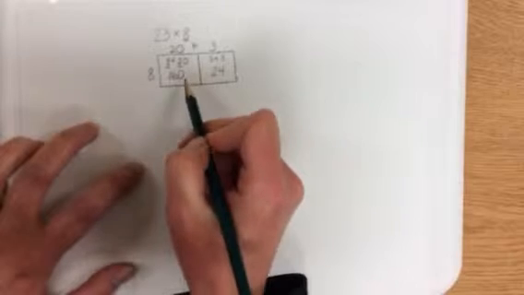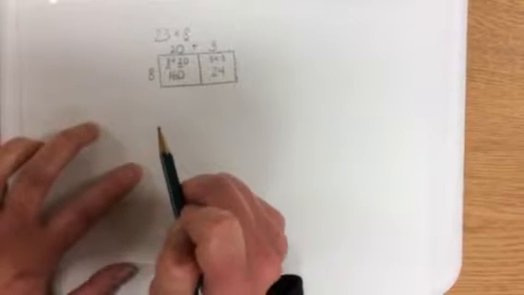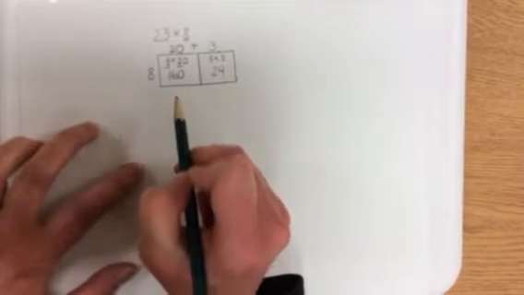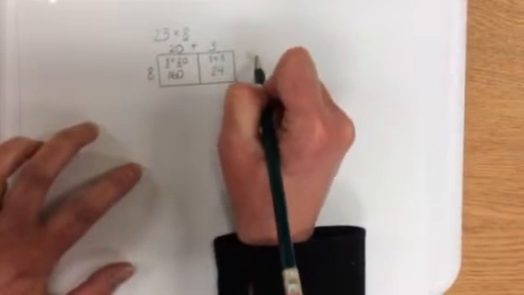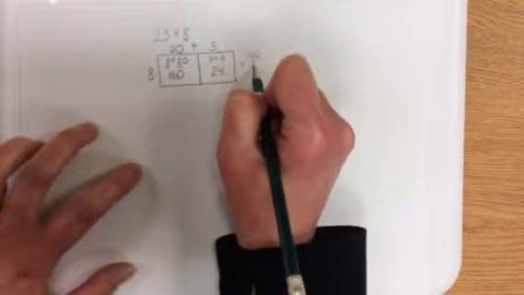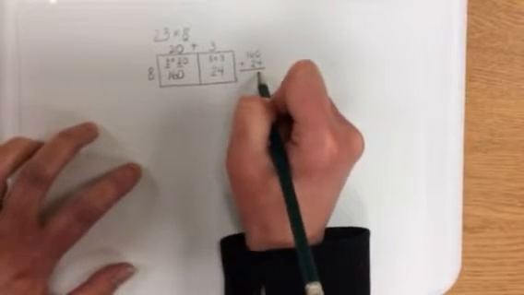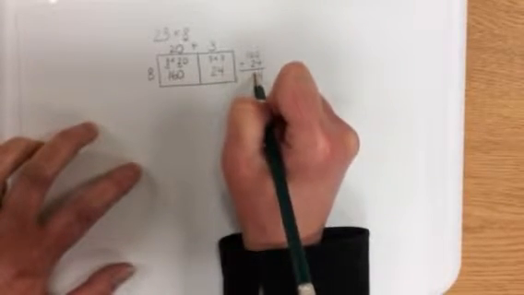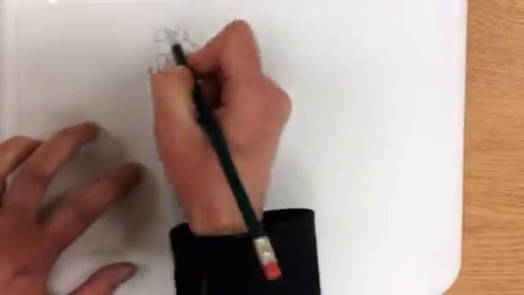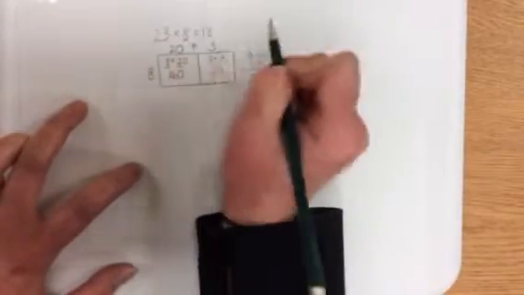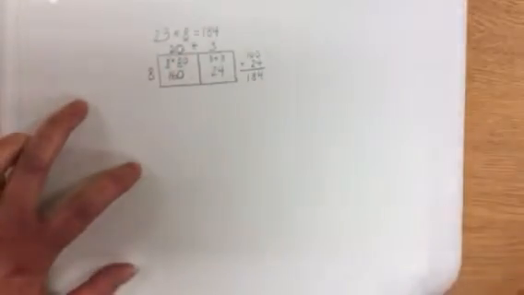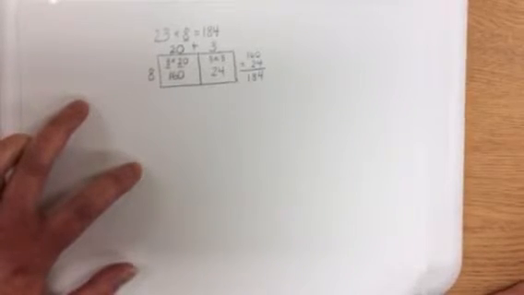And now I can see that I have two products within my area model boxes. And what I have to do for my final step is add these two numbers together. So I'm going to write 160 plus 24. Add those two numbers together, and I get 184. So 23 times 8 is equal to 184. And that is the area model for a 2-digit times a 1-digit number.